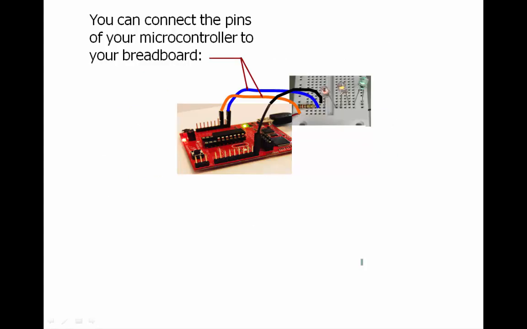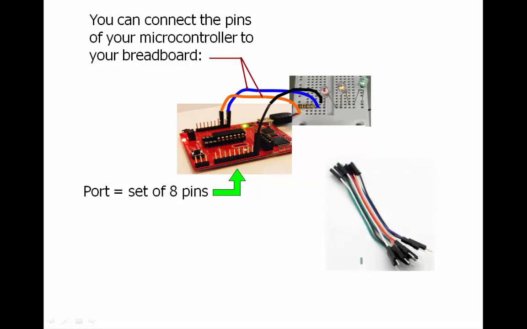A bit of practical knowledge. Your microcontroller will come installed on the development board. More about that in a little while. You can connect the pins of your microcontroller directly to your breadboard. The pins of the microcontroller are presented in sets of 8 called ports. And in the lab kit that you purchased for this course, you will find a set of rainbow jumpers that you can use to make connections between the microcontroller board and the breadboard. If convenient, you can also use the regular jumper wires from your kit as well.